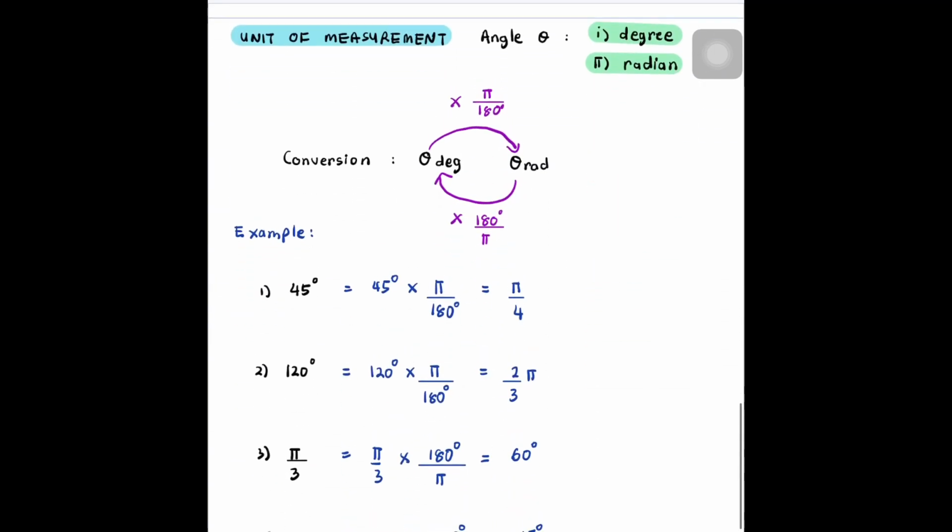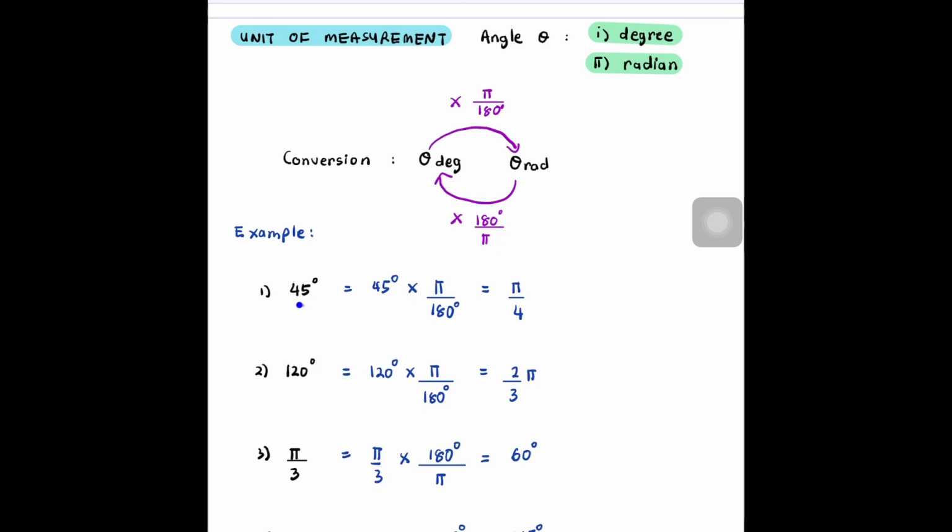Alright, the next one is about the measurement. How can you measure the angle? We have 2 units, which are degree and also radian. So for the conversion, when you want to convert from degree to radian, always multiply with pi over 180 degrees. When you want to convert from radian to degree, always multiply with 180 degrees over pi.